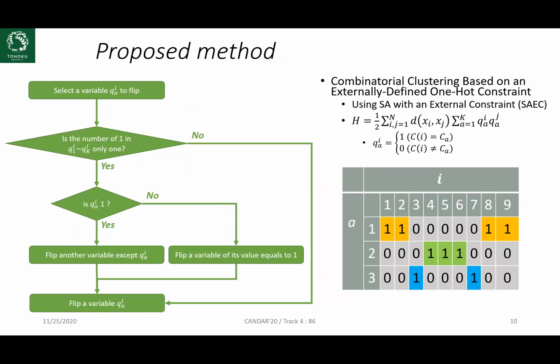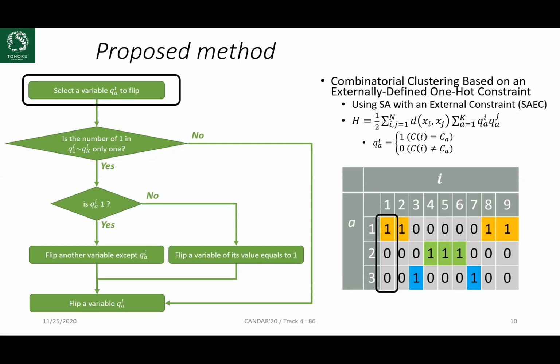The proposed method uses a QUBO solver that can externally define the one-hot constraint independent from the objective function. In the QUBO solver, a constraint is satisfied by the bit flip operations of SA. Hereafter, the algorithm of simulated annealing with an external constraint is called SAEC. In this algorithm, firstly, a variable Q_Ai to flip is selected. In this table, only one variable among Q1i, Q2i, and Q3i is 1, and the others are 0.